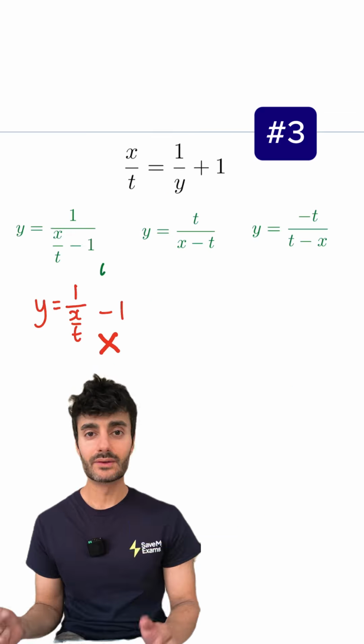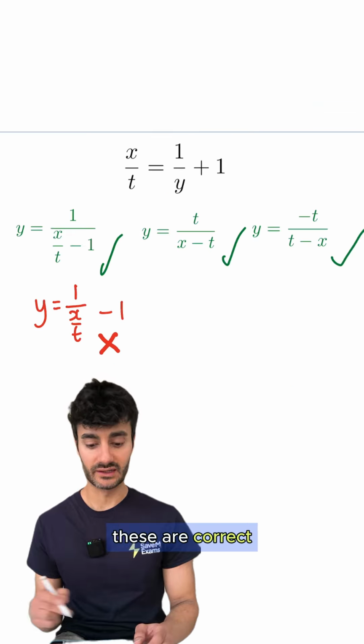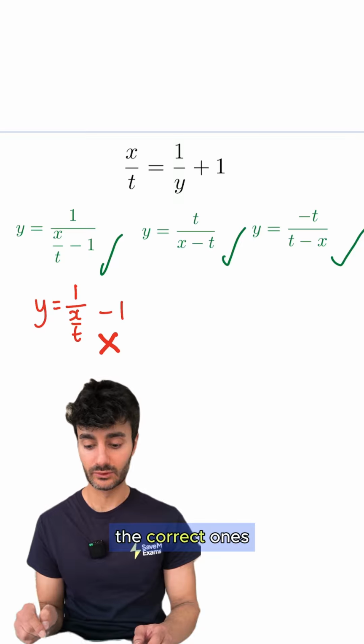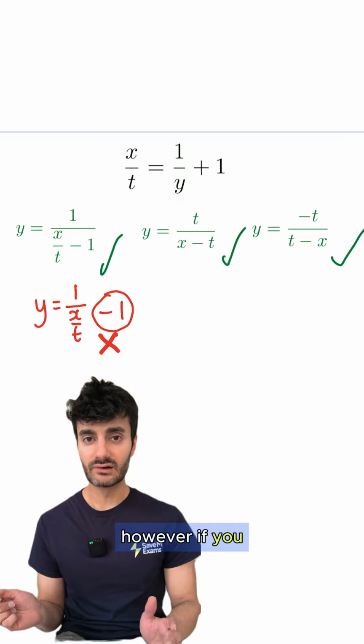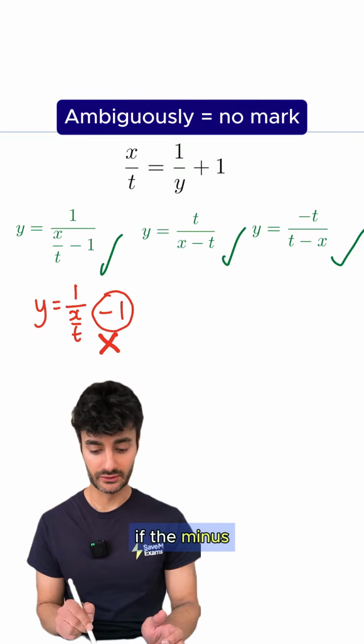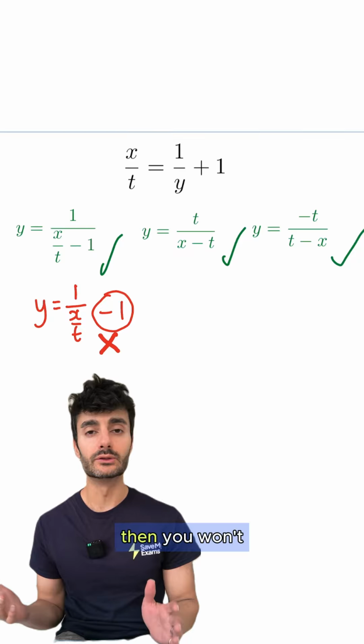Both of these are valid. So there are three ways to do it, and all of these are correct, and the examiner will have a list of all the correct ones which they can tick. However, if you write it ambiguously, where we're not quite sure if the minus 1 goes below the fraction or not, then you won't get the mark.